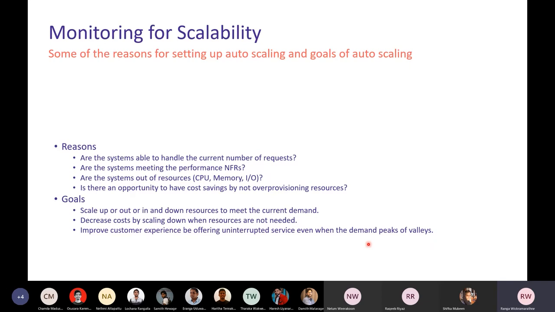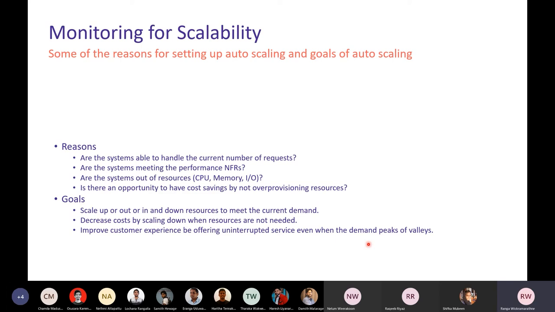Is the system able to handle the current number of requests? Are we meeting our NFRs? Like someone might say we need to download the homepage within this many seconds. Are we doing that? Is the system out of resources? What if I ask the question right now, is your application's production environment doing well? Of course, this might be monitored by a SaaS operations team, but you need to be aware as well if it comes to your play. So at least think about the test environment or maybe the dev environment.